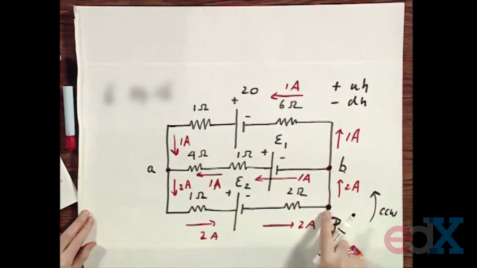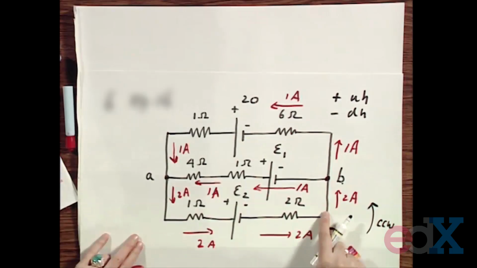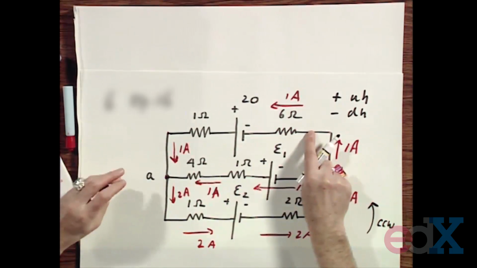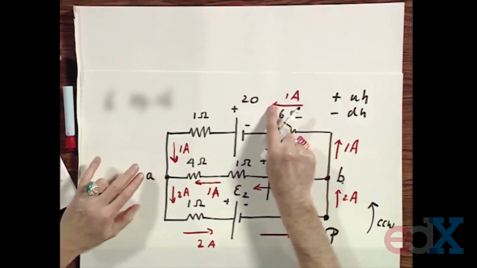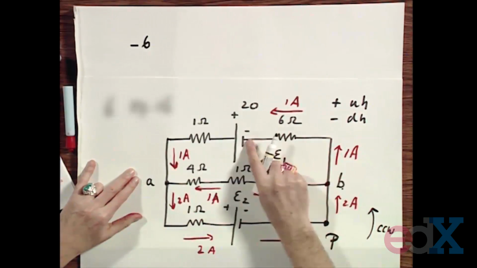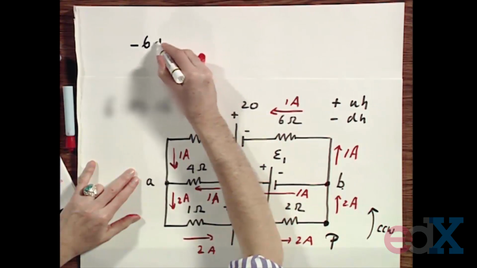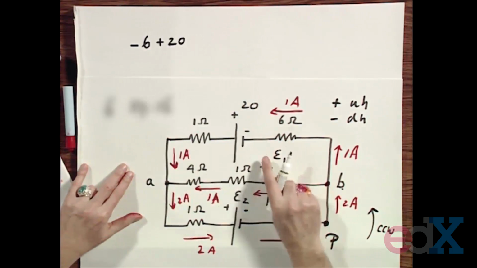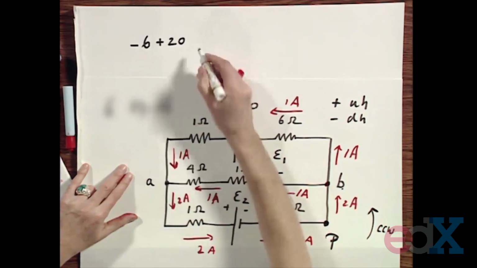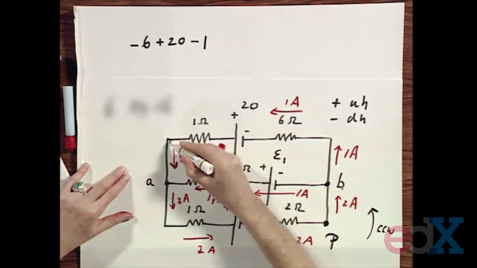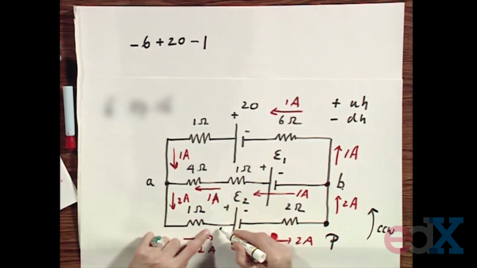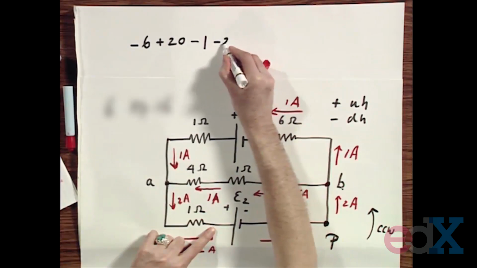Okay, so here we are. We're going this way. This point has a higher potential than this because it's in this direction. So I go downhill. So I get minus 6. Now I go uphill, I go to a higher potential, plus 20. Now the current is in this direction, so I go to a lower potential. So it's minus 1. Nothing here, nothing here, nothing here. The current is in this direction. I go to a lower potential, minus 2.